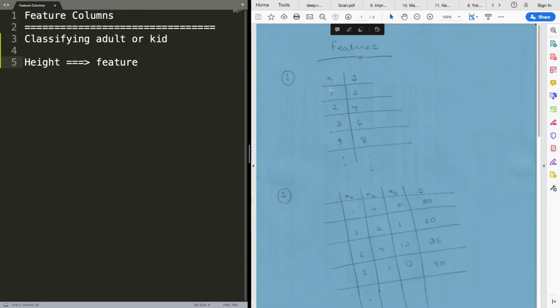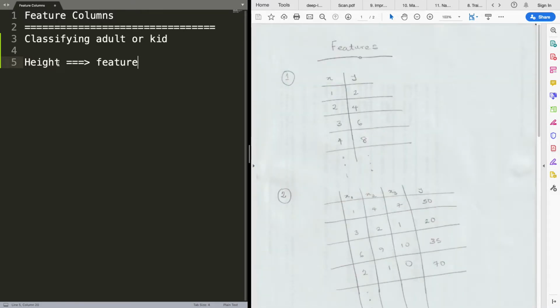So in this case, that feature, height, is just one feature for our problem definition of classifying whether somebody is an adult or a kid. So that's an example of a problem that has just one feature. That feature is sufficient to solve the problem.